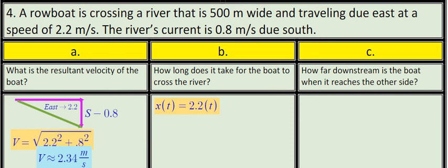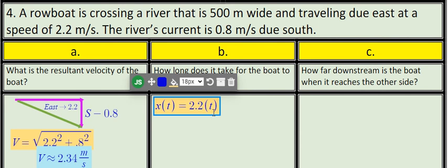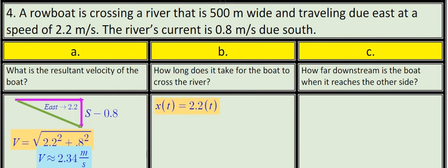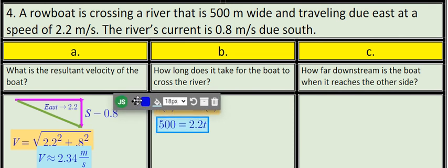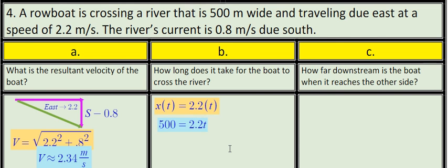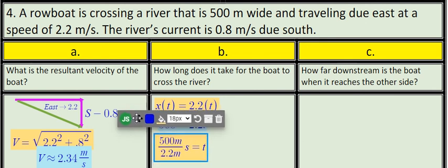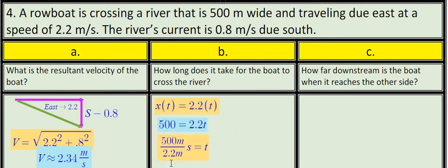So what we're really going to do is set up our equation x of t equals 2.2t. But our x of t in this case is 500 because we need to travel 500 meters. So when we substitute in 500 for our x of t, now we want to find out what t is. So we're going to divide by 2.2. And that's how we get 500 meters divided by 2.2 meters per second gives us our time in seconds.